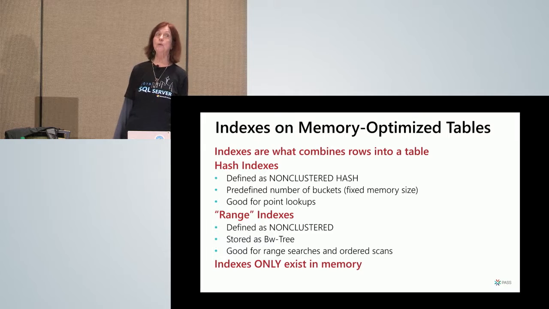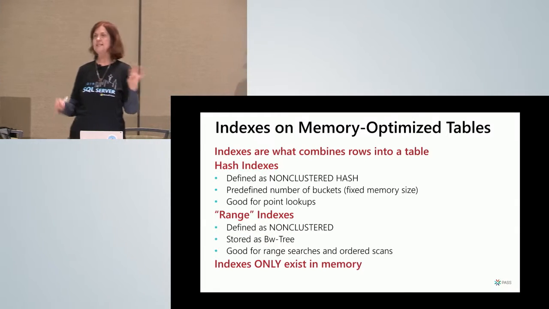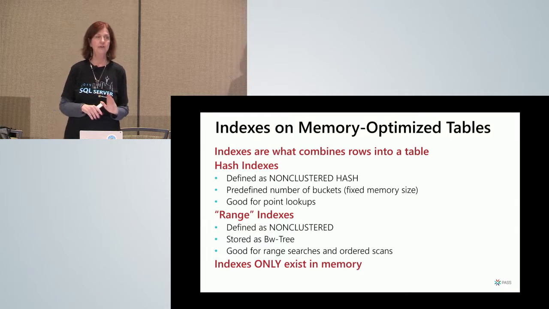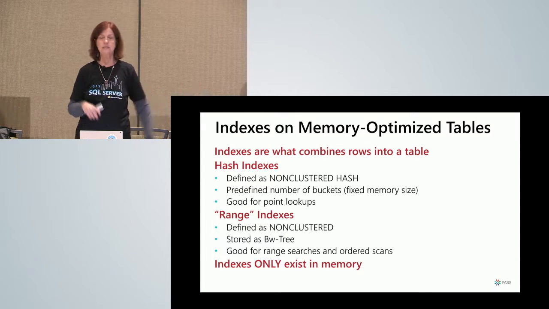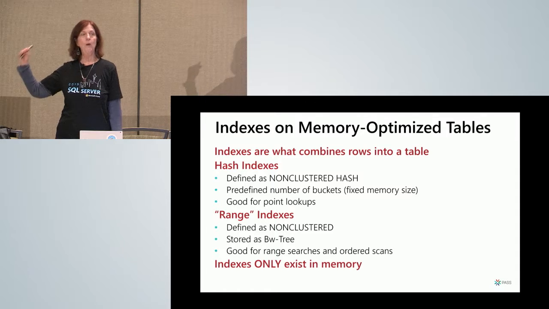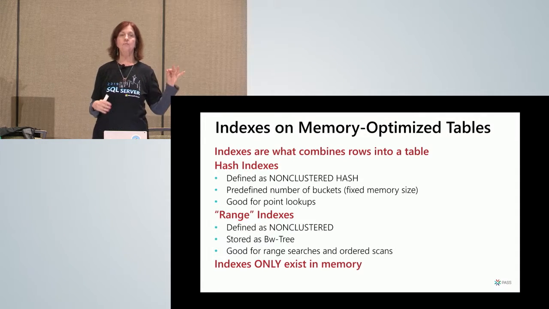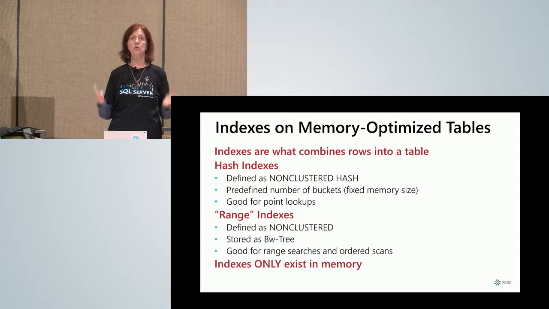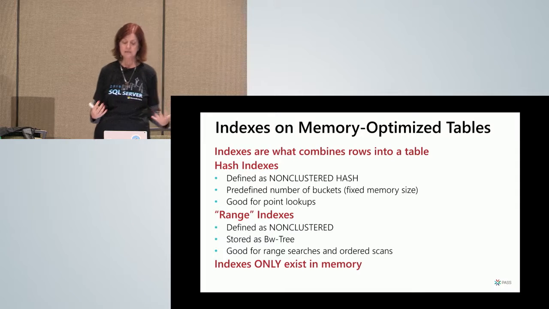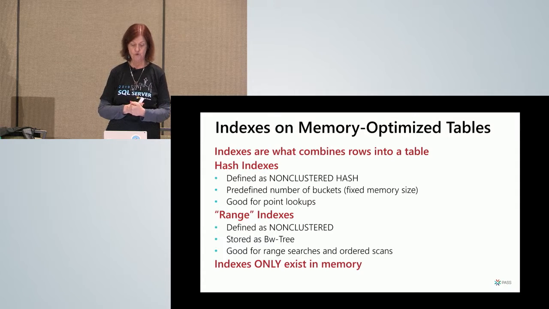Hash indexes are really, really good if you're going to look up a specific value. Select from my table where, and it doesn't have to be unique, just a specific value. Select from my table where city equals Tacoma. Select from my table where price equals $9.99. Select from my table where some column equals some value. We call that a point lookup. We're looking for one value. That's frequently where hash indexes are going to give you the best performance.